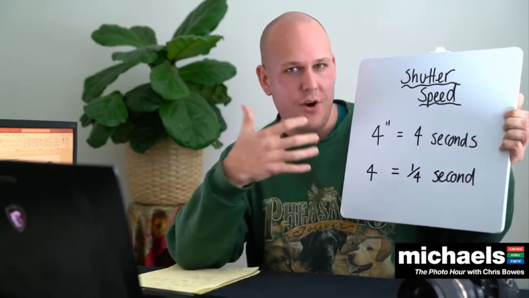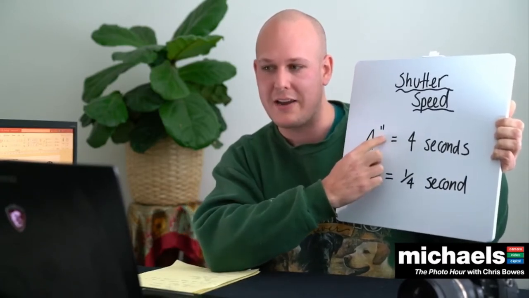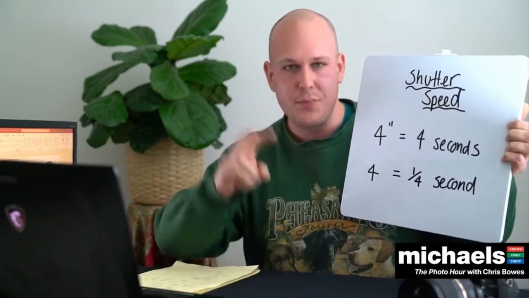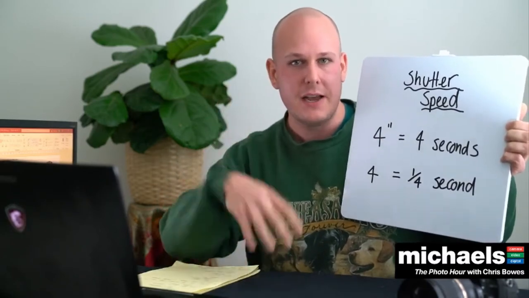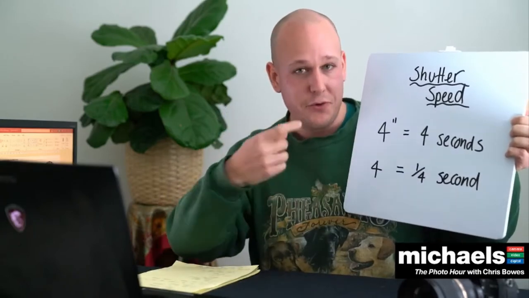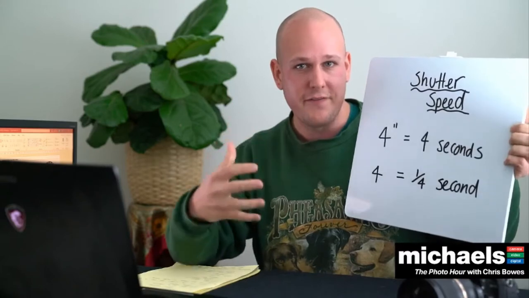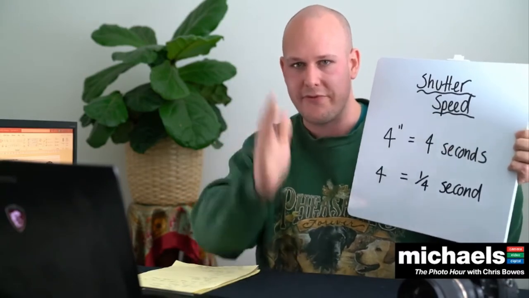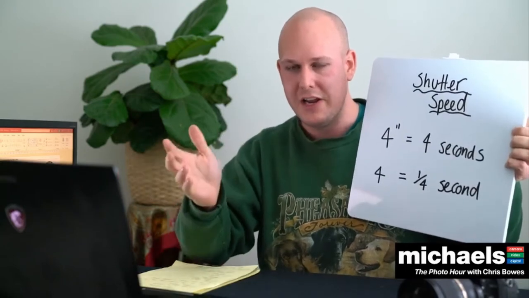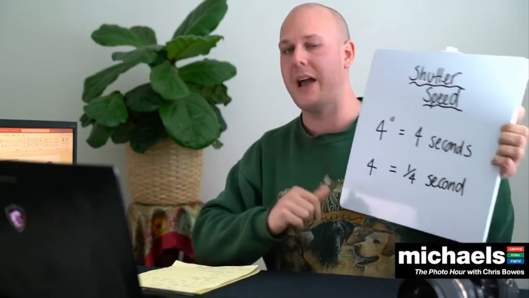Now, the way that we know we're in full seconds is by seeing this little quotation mark here. So anytime you see a number with a quotation mark next to it, that means you're in full seconds. Just reiterating that, number 4 by itself, quarter of a second, 4 with a quotation mark, 4 seconds. There will be a point on your camera where you swap from fractions of a second to full seconds. It's good to find out where that point is, and we're going to talk about how to change the shutter speed right now.